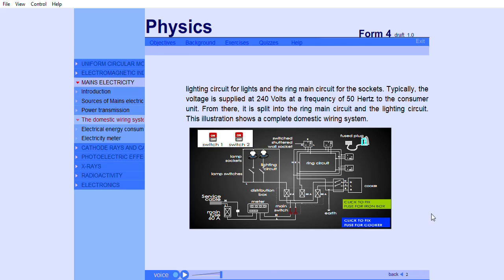Observation 1. When the 5A fuse is fixed and a switch to a bulb is switched on, the bulb lights. Observation 2. The 30A fuse for the cooker, when switched on, makes the light-emitting diode go on, showing that the cooker circuit is complete. Observation 3. The 30A fuse for the sockets completes the ring main circuit, causing the iron box to emit radiations, showing the presence of current.